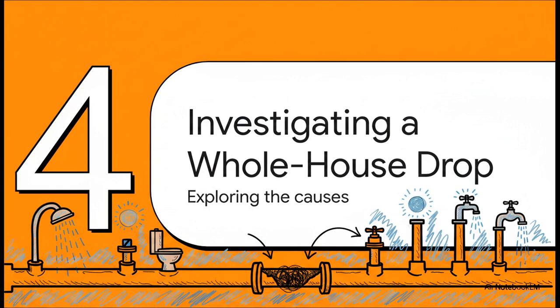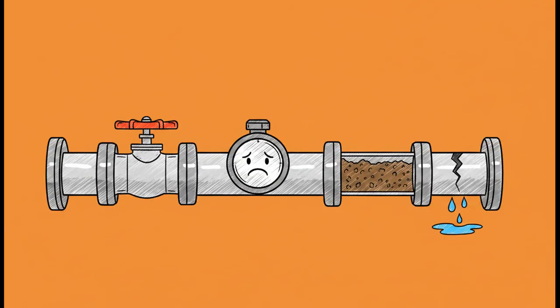Okay, but what if you did the test and the pressure is low everywhere? Well, now we have to move on to our second path. This points to a more central problem, something that's affecting your entire plumbing system. Now, when the whole house is affected, our list of suspects does get a little bit longer.